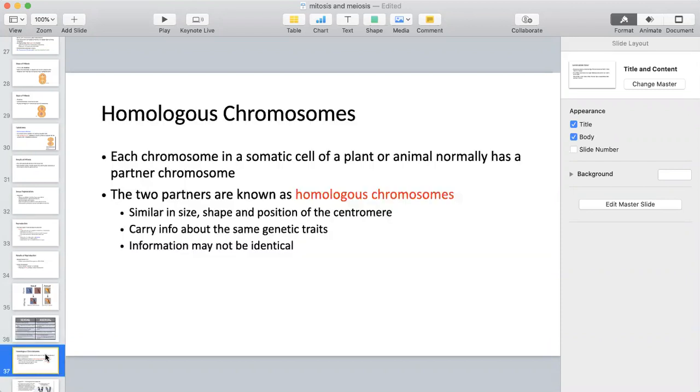All right, so we talked about the structure of the chromosome a little bit, and I showed you some images, but the two arms of a chromosome we sometimes refer to as homologous chromosomes. Okay, these homologous chromosomes are going to be similar in size and shape and position of the centromere. And the centromere is a structure that's holding these two sister chromatids together, okay? These homologous chromosomes are going to carry information about the same genetic traits, all right?